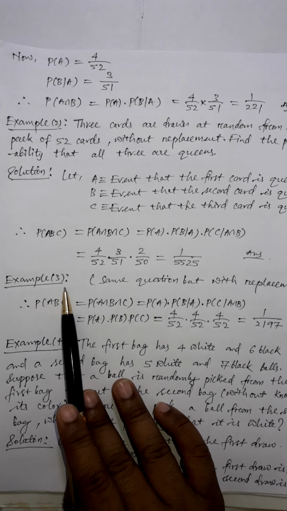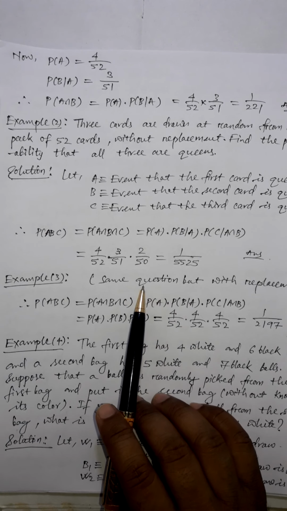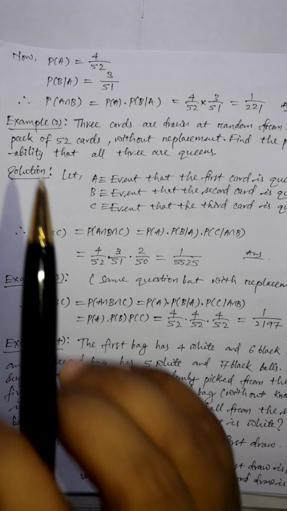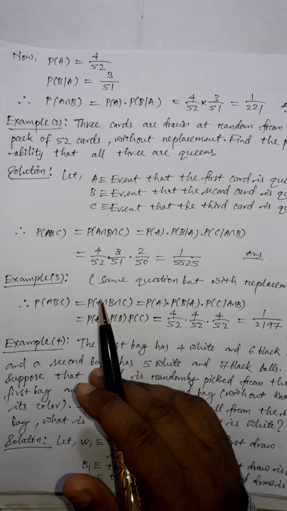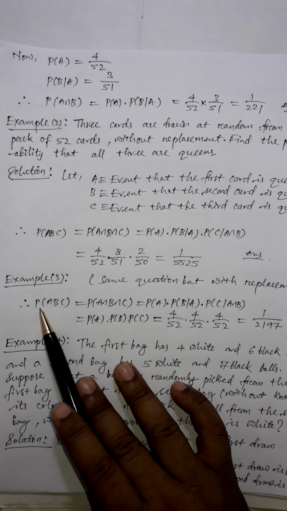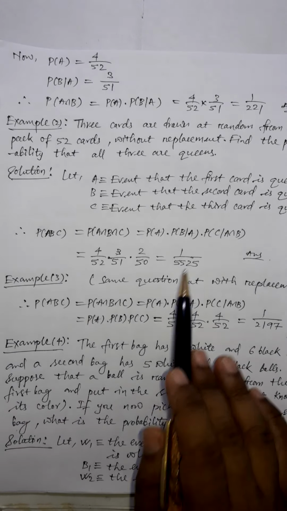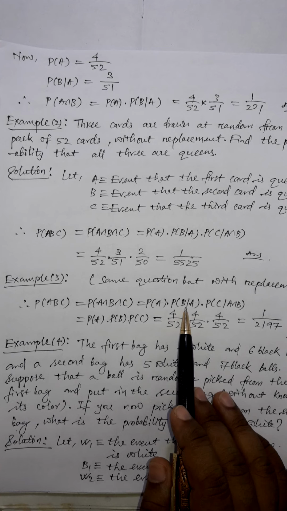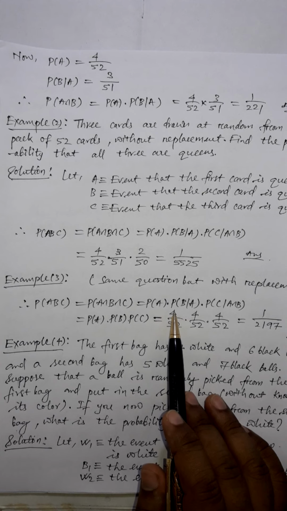Now let's come to example 3. Example 3 is basically the same question as example 2, but here the question is with replacement. That means after each draw, we'll put the card back in the bundle. That means the number of cards will always remain 52. So here the probability of A, B, C is the same as the previous formula, but as the number of cards in the total bundle is not decreasing, it will always remain the same, and the number of queens always remains 4 in the bundle.